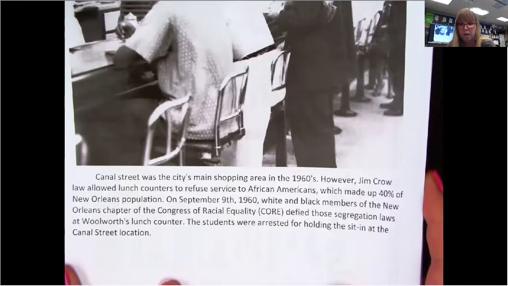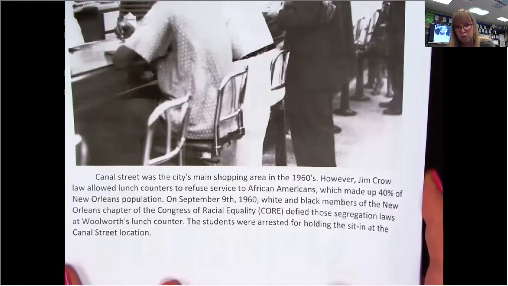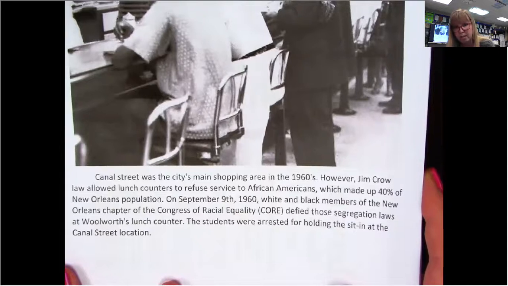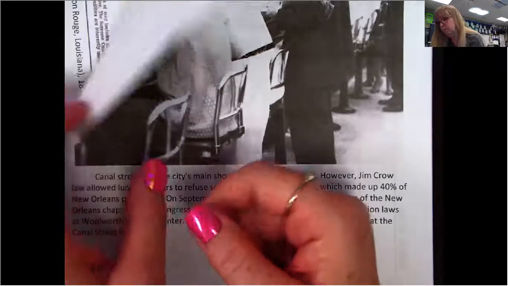Orleans population. On September 9th, 1960, white and black members of the New Orleans chapter of the Congress of Racial Equality, CORE, defied those segregation laws at Woolworth's lunch counter. The students were arrested for holding the sit-in at the Canal Street location.